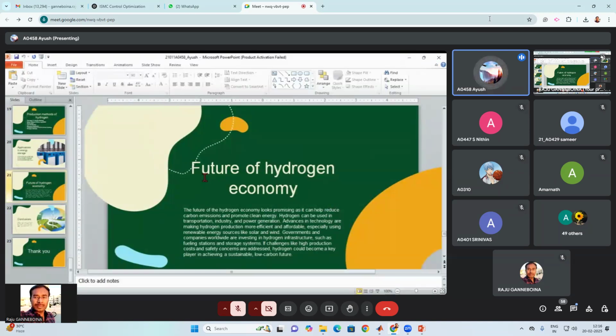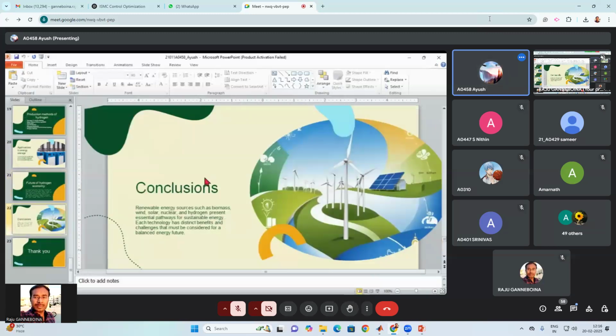sustainable, low carbon future. So, the conclusion of this PPT is renewable energy sources such as biomass, wind, solar, nuclear, and hydrogen present essential paths for sustainable energy. Each technology has distinct benefits and challenges that must be considered for a balanced energy future.